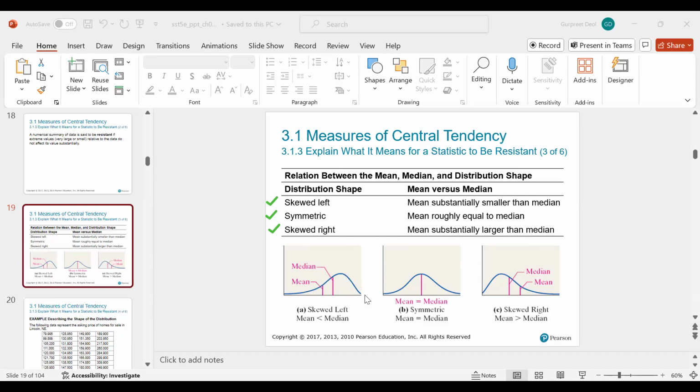If the picture is like this, it is called skewed left. If the picture is like this, that's called skewed right. For skewed right, mean is greater than the median. For skewed left, mean is less than the median. For symmetric, mean is equal to the median. This is an important slide in your slide deck, and I will ask you to mark it important. Slide number 19 is very important for you to keep in mind the shapes of your graphs and curves: skewed left, skewed right, and symmetric.